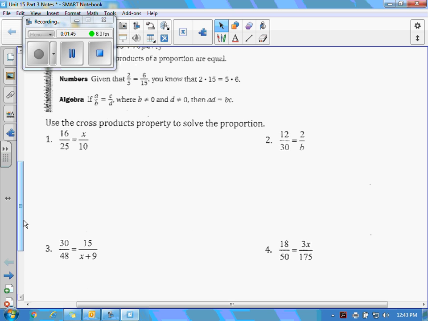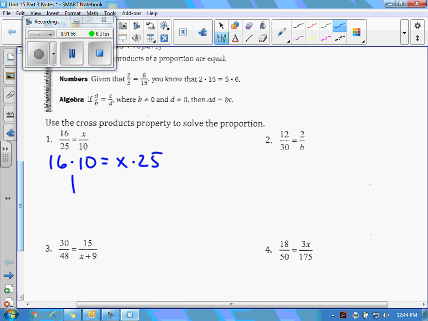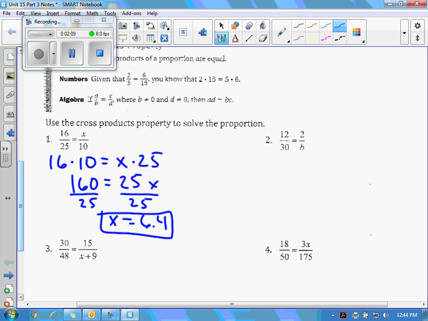They're saying it is a proportion, so I know I can do 16 times 10 and set that equal to x times 25. That's going to give me 160 equals 25x. Then to solve for x, I'm just going to divide both sides by 25. So x is going to equal 6.4. That's using the cross products property: cross multiply and then divide. So I did 16 times 10, 25 times x, and then I can divide.